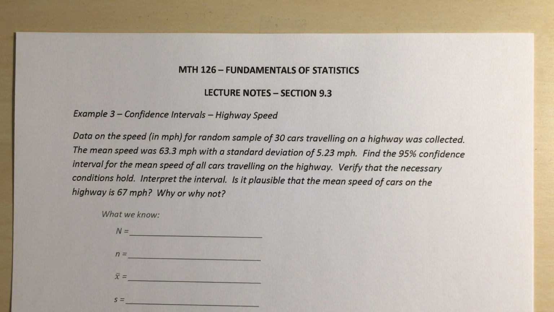Verify that the necessary conditions hold. Interpret the interval. Is it plausible that the mean speed of cars on the highway is 67 miles per hour? Why or why not? So we are going to find our confidence interval, and then notice that we do have one additional question thrown in there at the end, which we're going to use our confidence interval to answer. So let's start by listing what we know.